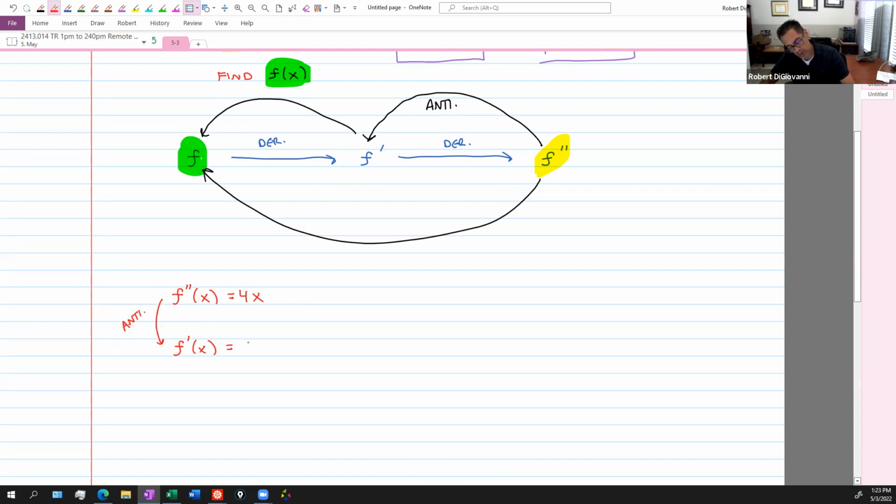And we should all be comfortable with the idea that that's 4 times 1/2 x squared. So I brought the 4 for the ride. This was x to the first power. So I did the power rule. 1 over 1 plus 1, x to the 1 plus 1. Do I need to show that, or are you all comfortable with that?